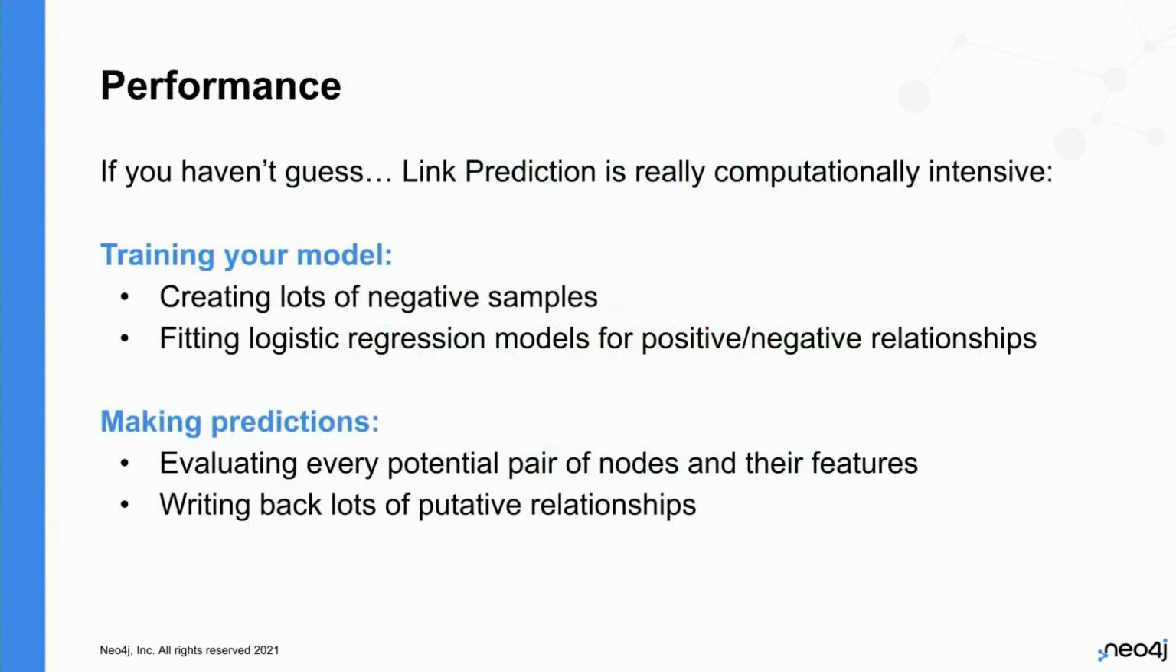And so finally, link prediction is really computationally intensive. So just remember, when you're running it, you're going to be spending a lot of time training your model, creating negative samples, and when you're making predictions, evaluating every potential pair of nodes and their features. So it takes a while.